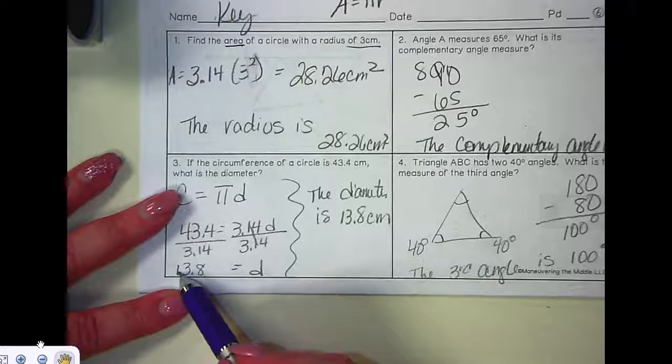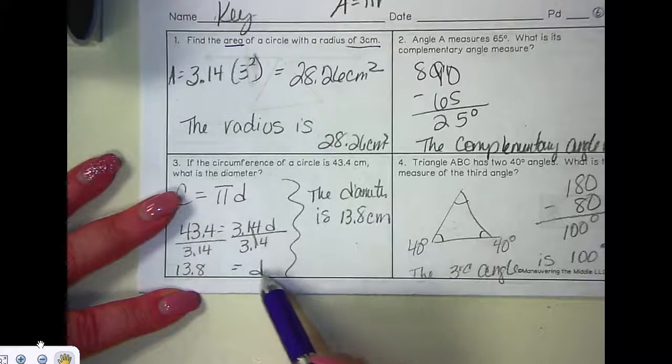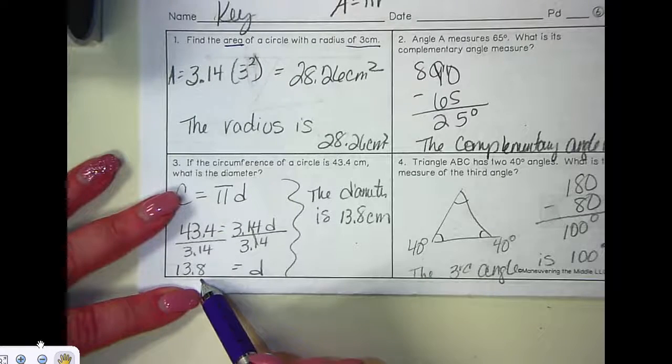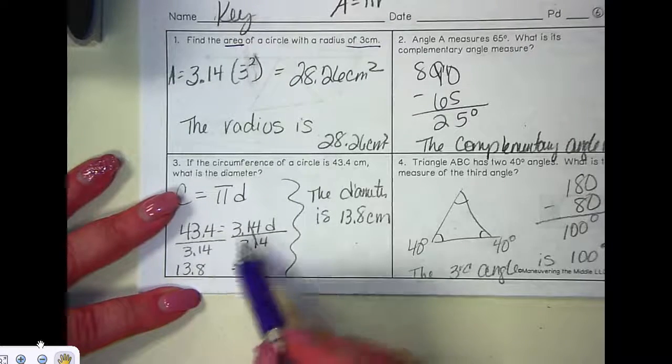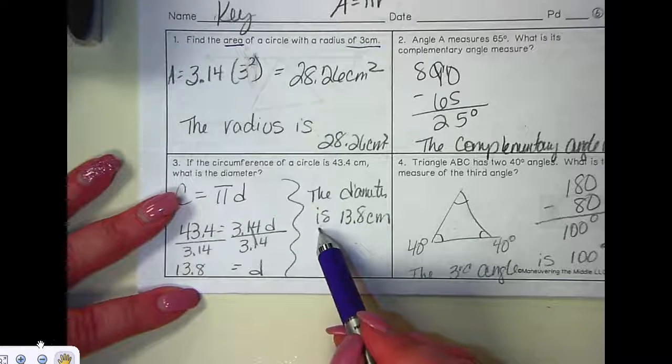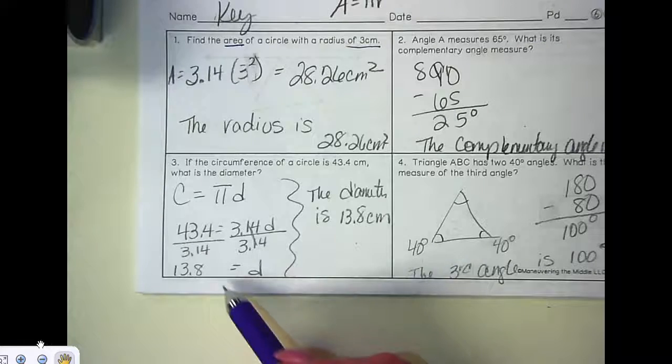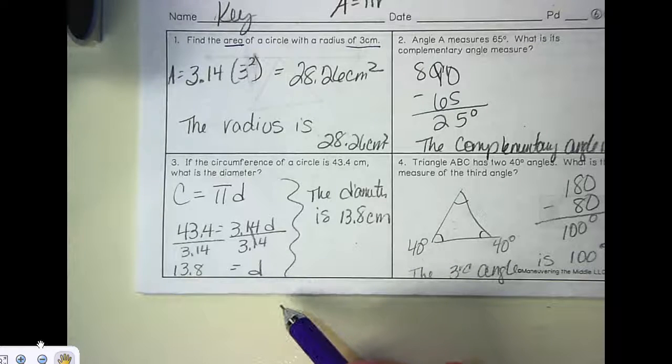And I got 13.82 and so on. So I decided to round to my tenths. That 2 told the 8 to stay an 8. So I said the diameter is 13.8 centimeters. If you rounded to the nearest one, you would have said 14.